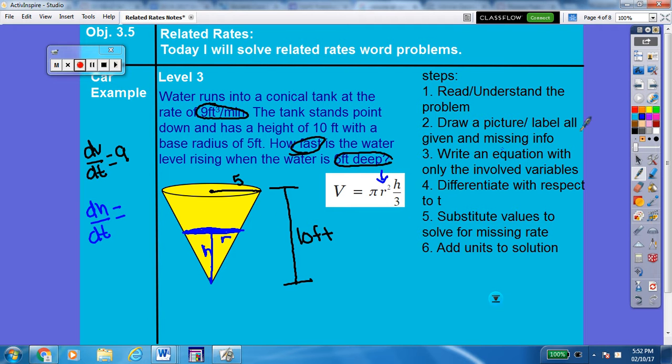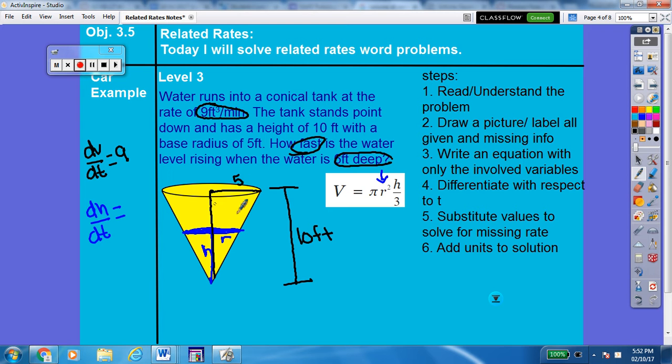So what I want you to notice is, from the picture, we have a right triangle here formed by the h and the r. It's a right triangle. Well, we also have another right triangle formed by the height and the radius of the cone.